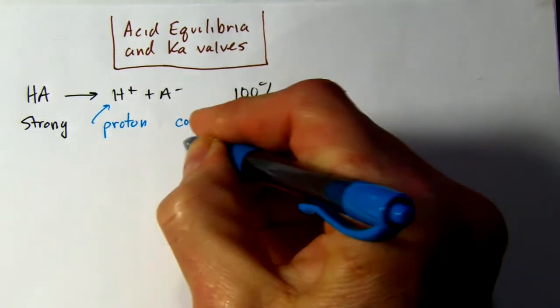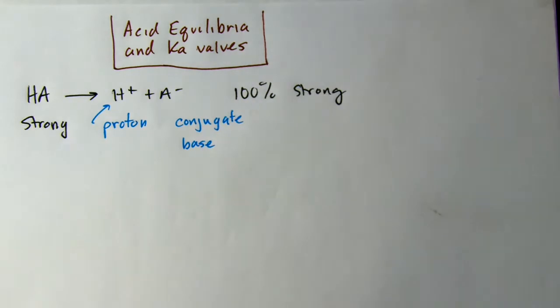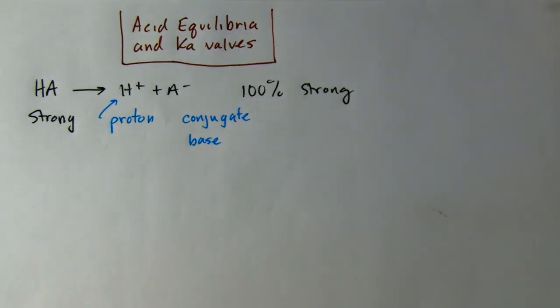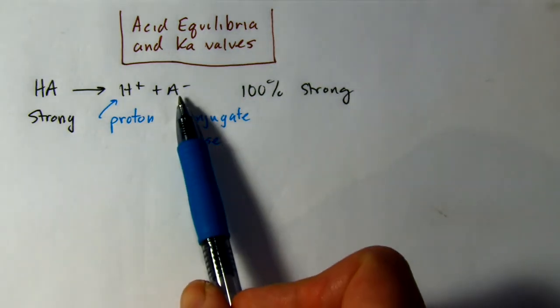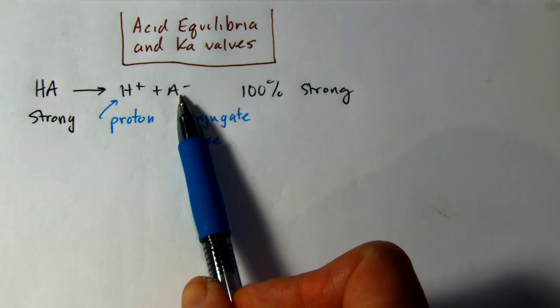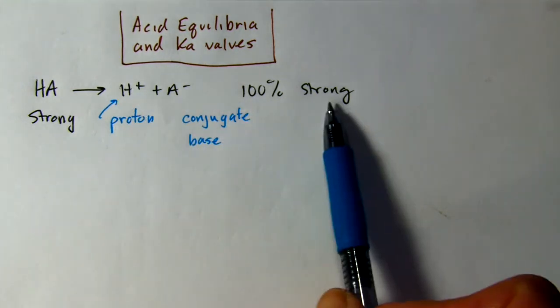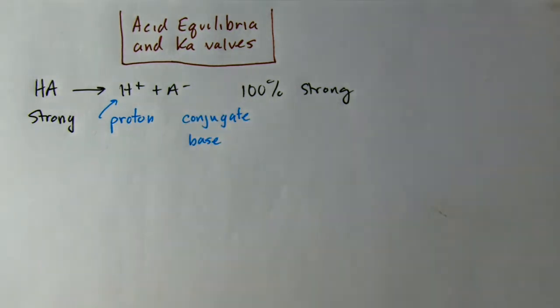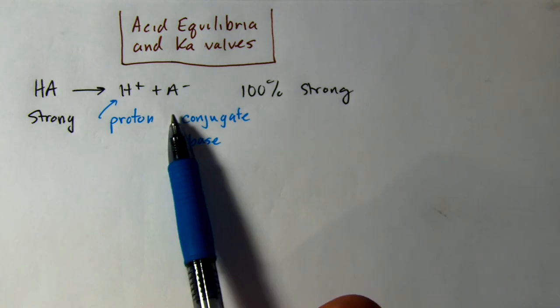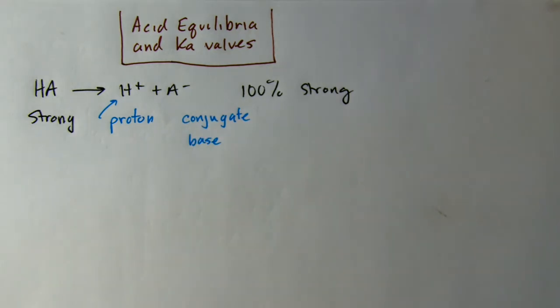It was an acid, but once it lost its hydrogen, it now has basic properties because there is an attraction of this A- or anion for the H+. But that's not true with a strong acid, so we have to explore this conjugate base concept a bit more. But the general idea is that if it breaks apart 100%, then we call that a strong acid.